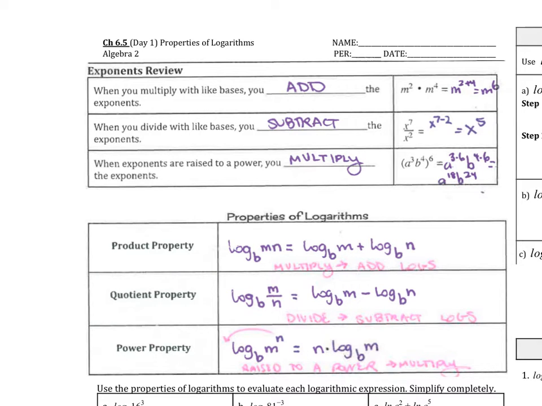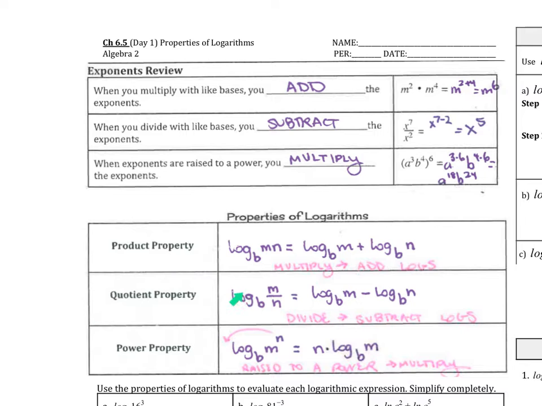So the properties of logarithms are related to that. So if you take a look here, the product property of a log, you have log base b of m times n. When we expand it, we add those logs. So we separate it, we have log base b of m plus log base b of n. So same base, and then we're going to add the exponents.